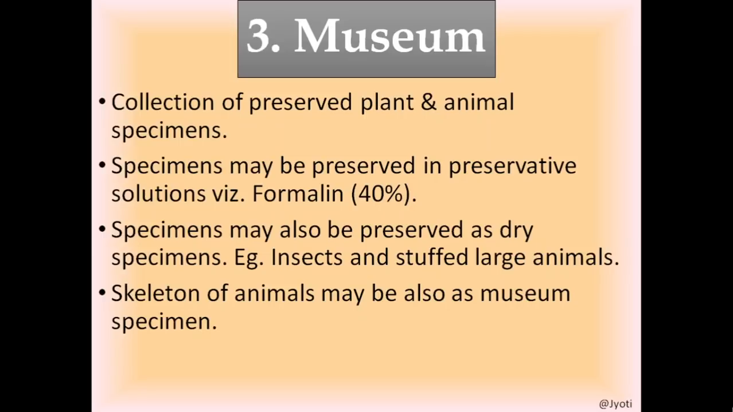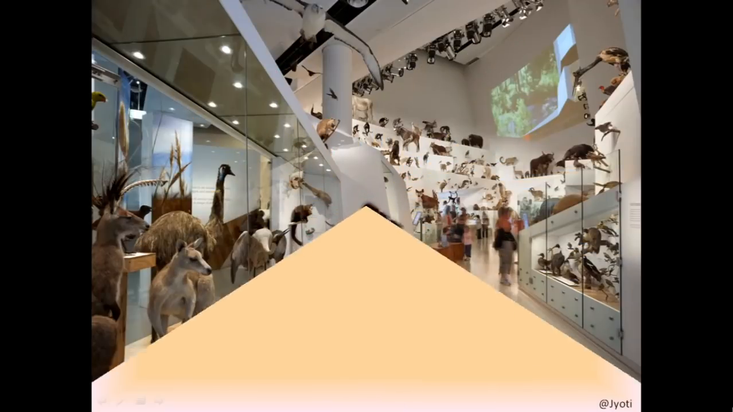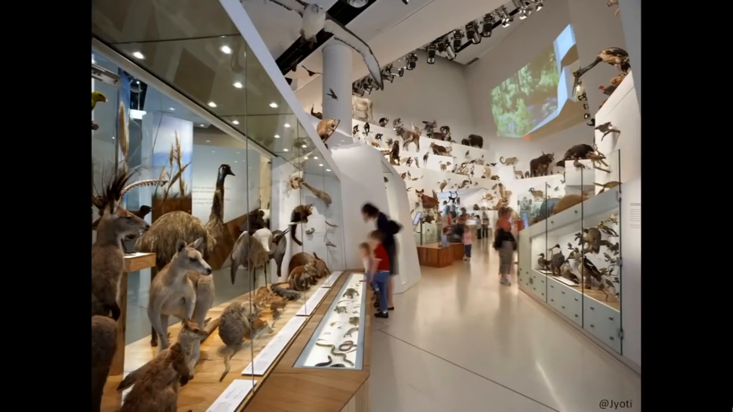So by looking at the skeleton, you can have an idea about the structure or the shape of the body of that particular animal. Okay, and it is used as actual material for study and identification. So here you can see these are the stuffed animals. देखो ये बड़े बड़े animals हैं यहाँ पर. You can see this is a museum. Here all animals are kept. Okay, so here they are stuffed.